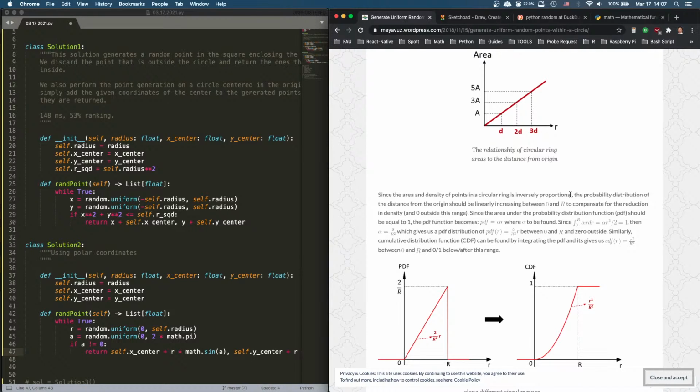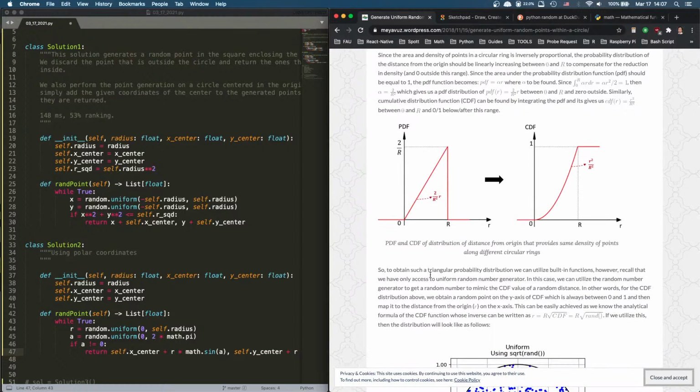Okay, that's true, 2 divided by R squared. So we got a PDF. The PDF of sampling R is 2 divided by R squared times R. Okay, I got here. That's true. The cumulative distribution, the CDF, can be found by integrating the PDF, and we can get this between 0 and R.